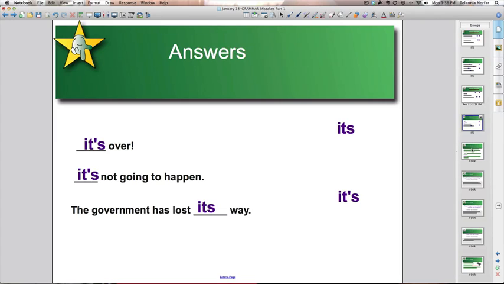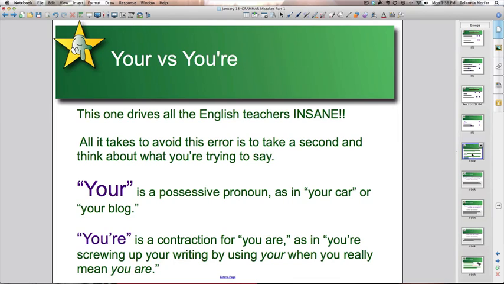Now let's look at your with Y-O-U-R or you're Y-O-U apostrophe R-E, which is you are. This one drives all the English teachers insane. All it takes to avoid this error is to take a second and think about what you're trying to say. So, for instance, your is a possessive pronoun, like its, as in your car or your blog. However, you're with the apostrophe is a contraction for you are, as in you're screwing up your writing by using your when you really mean you are.